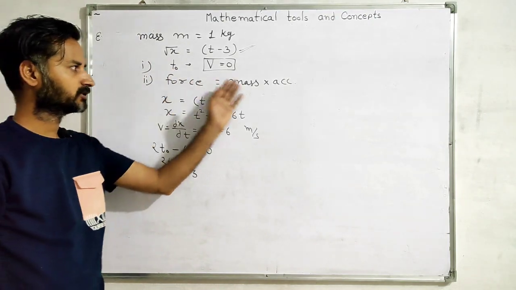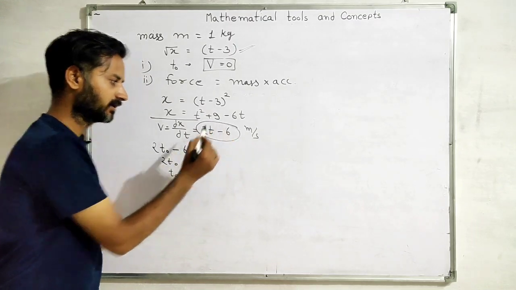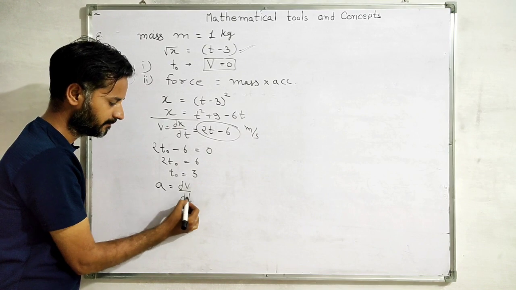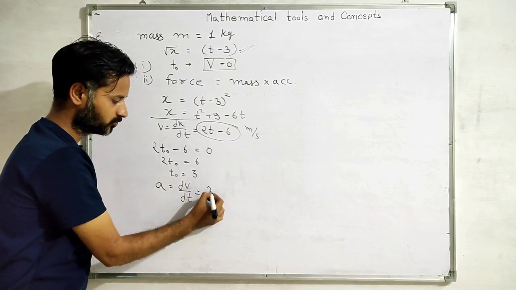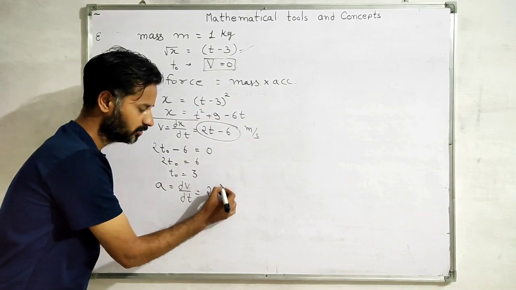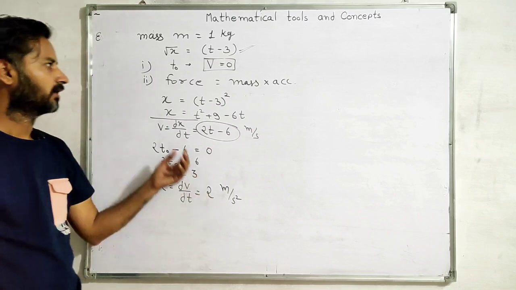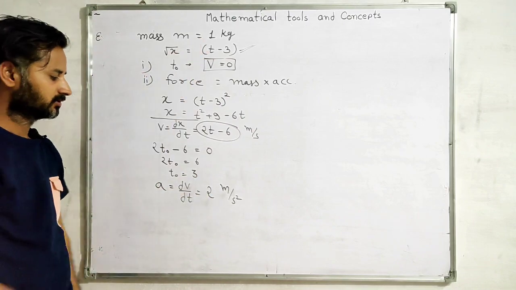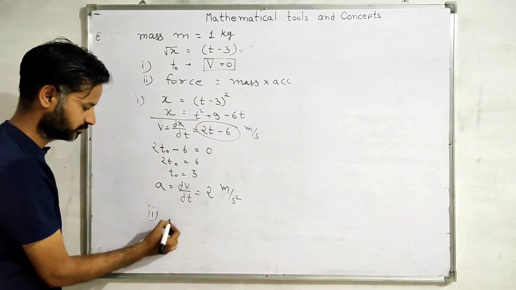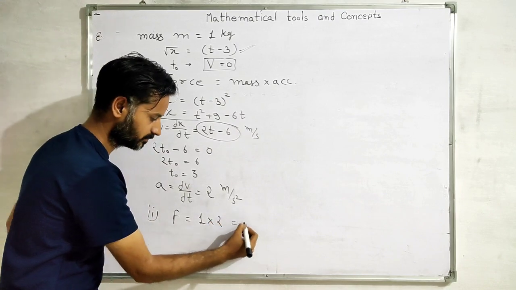Now for force we have to find the acceleration, so differentiate this equation again and we get acceleration a = dv/dt = 2. The 6 is constant, it becomes 0, so the acceleration is 2 meters per second squared. The mass is 1, then the force F on this mass is 1 × 2, so it becomes 2 Newton.